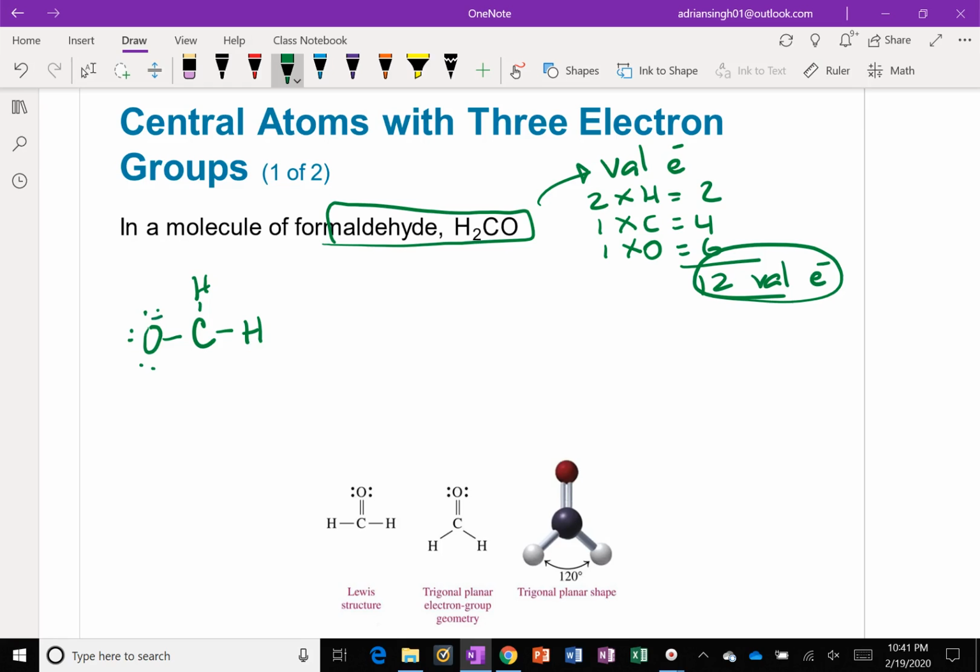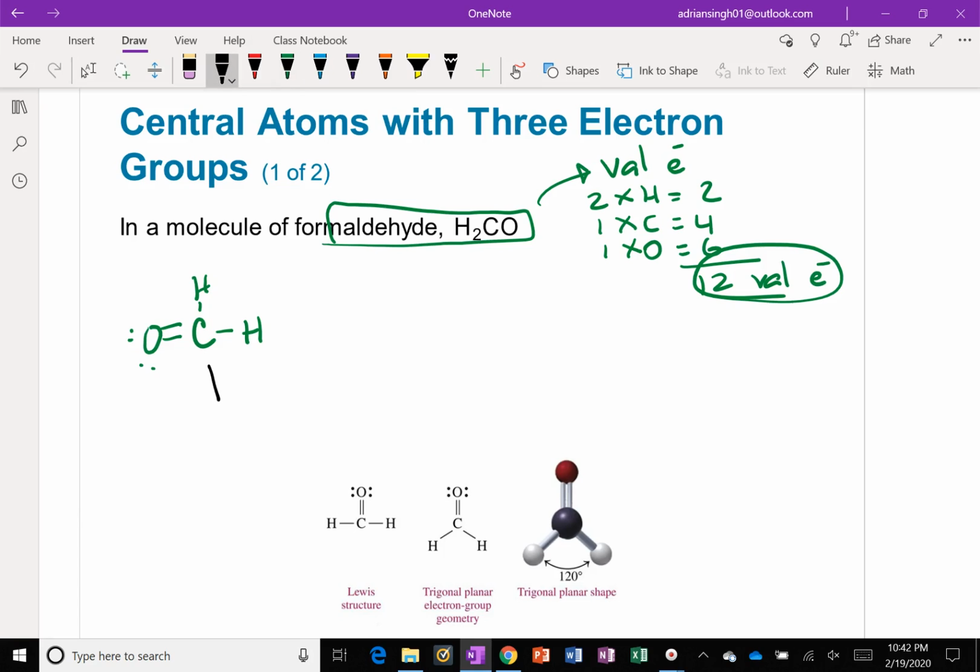So the way that we address that is we're going to take a pair of electrons and move it in from the oxygen to make a double bond between the C and the O. Right, so we've made the carbon happy. We have our 12 valence electrons. That's our Lewis structure for formaldehyde.